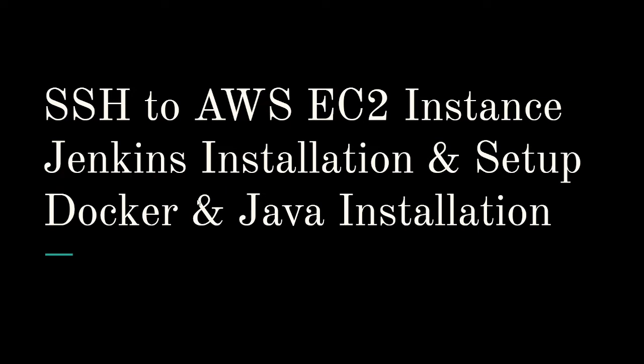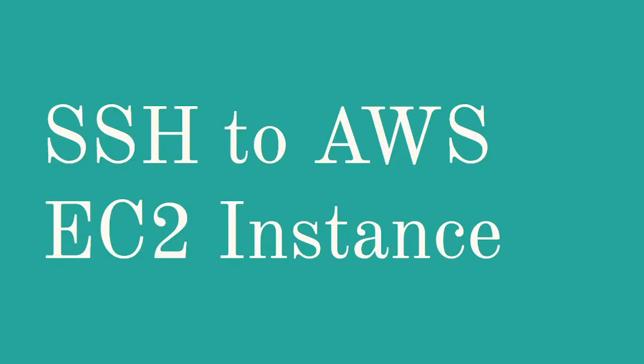So here we're gonna SSH to AWS EC2 instance, do the Jenkins installation and setup, and we're gonna also install Docker and Java, because our application on the GitHub will be a Java application, so we need JDK to be installed. So, SSH to AWS EC2 instance.